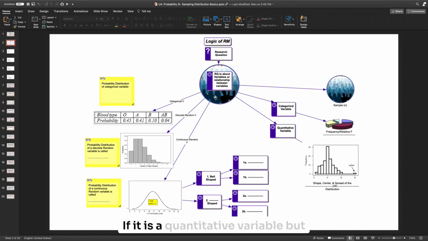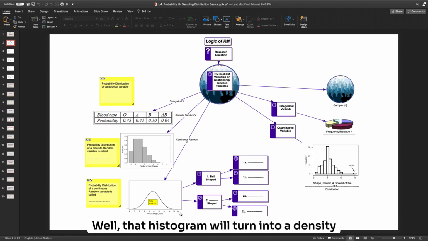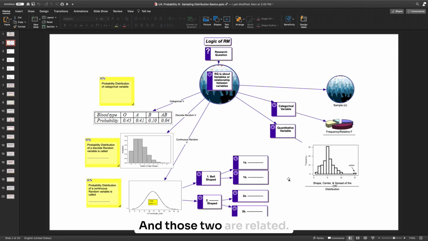If it is a quantitative variable but discrete, then we say it is in the form of a probability distribution, but it's mostly a histogram. Then what did we say? What if it is a continuous variable? Well, that histogram will turn into a density curve. Remember? So this part of the chart is about the distribution of a variable in the population. So it's called probability distribution. Now, this is the distribution of the variable in one sample from a given population. And those two are related.